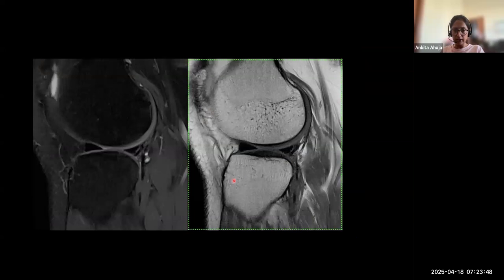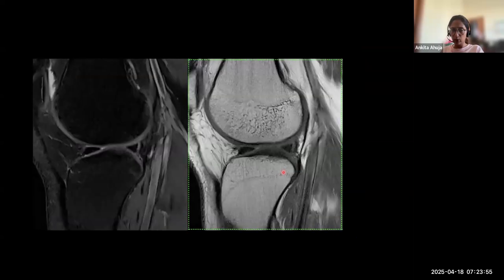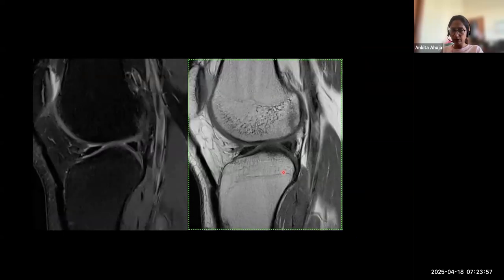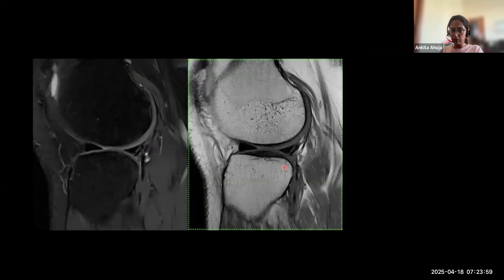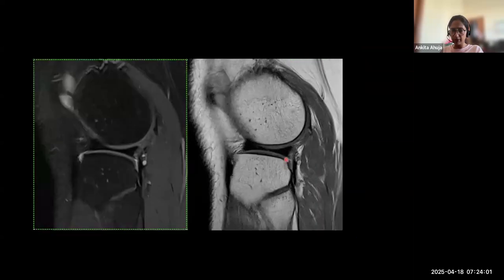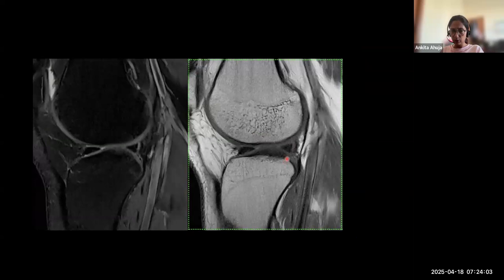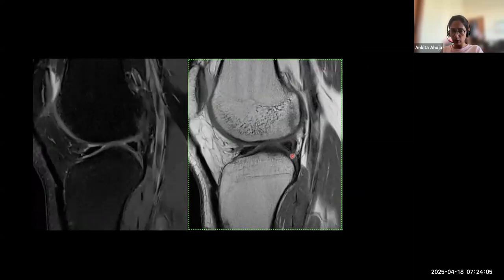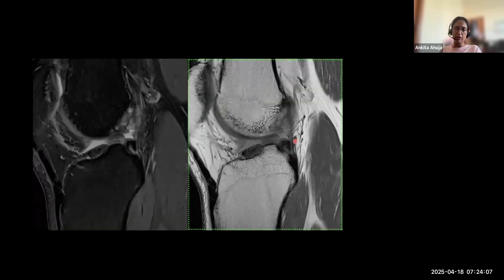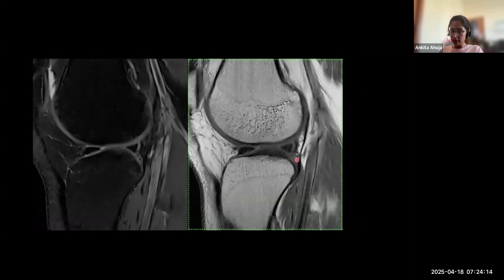Now I'll show you another case. You need to tell me what tear it is. Again, vertical signal top to bottom going along the fibers. Is it agreeable? Normal meniscus signal comes in, going along the fibers, along the fibers. What tear is it? Longitudinal tear.